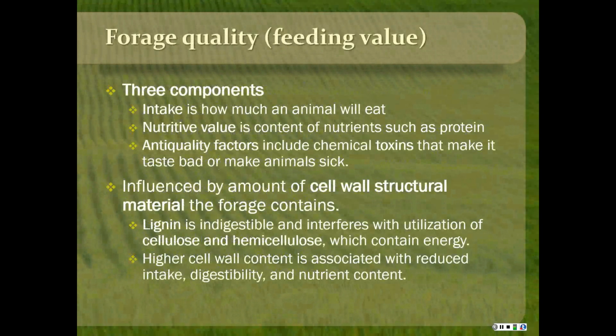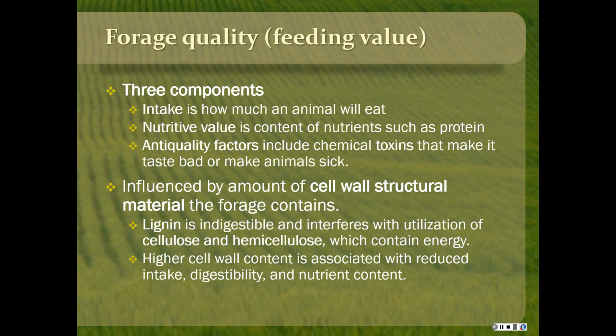And quality of forage, or the feeding value, is based on three components: intake is how much the animal will eat. Nutritive value is the nutrient content, and anti-quality factors are things like chemical toxins that might make it taste bad or make animals sick if they do eat it. And these are all influenced by the amount of cell wall structural material a forage contains.